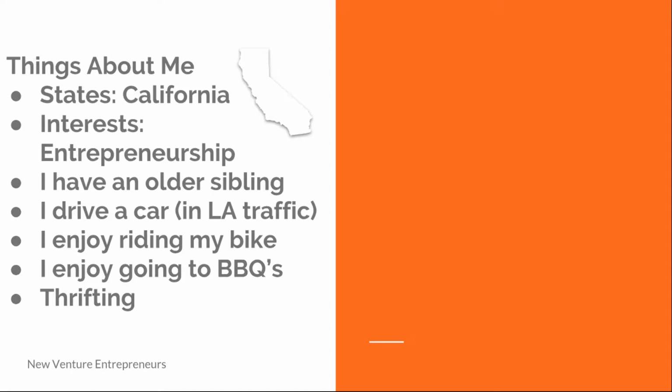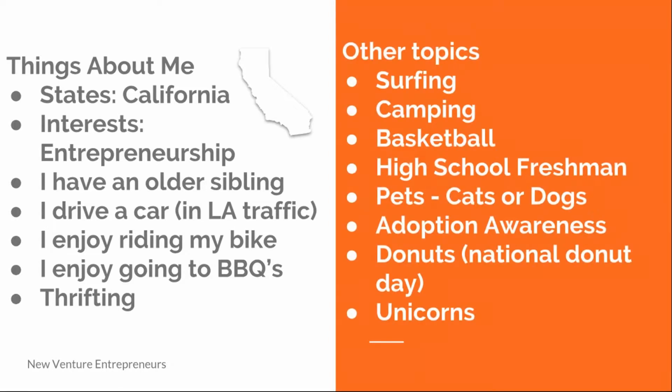I enjoy riding my bike. There's the biking niche. I like going to barbecues, barbecue niche. I also like thrifting. Or when I was heavy into eBay, I went thrifting a lot. I went to the thrift stores. I just like picking up those gold nuggets, those gems, and then reselling it online for some profit. I don't know if there's demand for that. There might be, but I just threw that on there. And some other topics could be surfing or camping or basketball. I put on here high school. I'm pretty sure there's shirts about high school. I put high school freshman to be more specific.